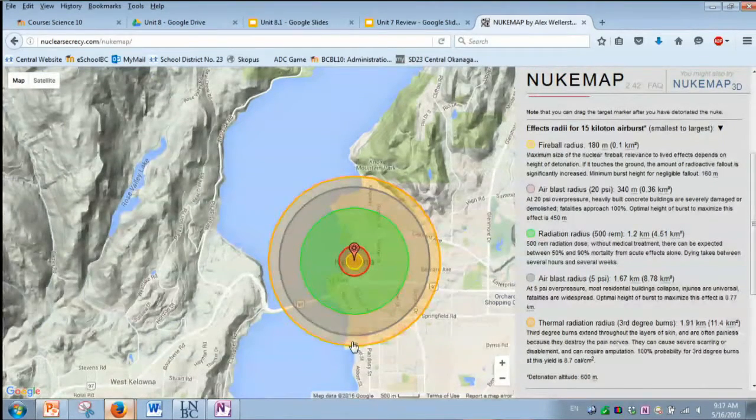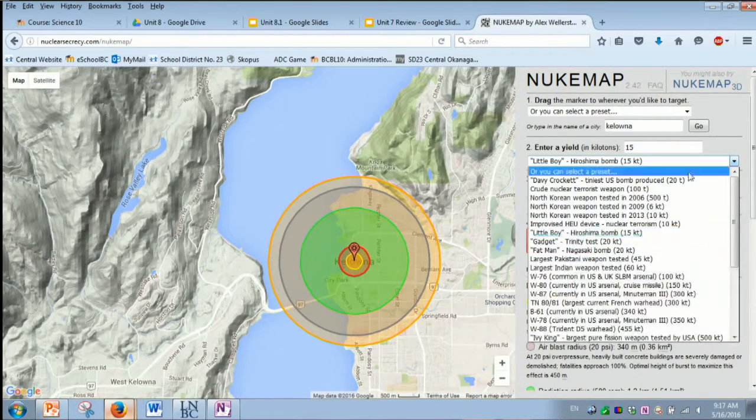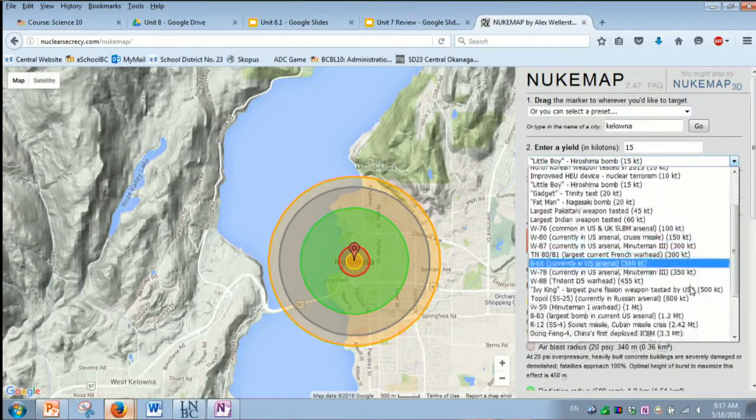The website's called nuclearsecrecy.com/nukemap. I just Googled nukemap, N-U-K-E-M-A-P, and it's actually a pretty interesting website. You can add things in like the fallout to show how the fallout would end up going with prevailing winds and things like that. So let's ramp it up a little bit further.